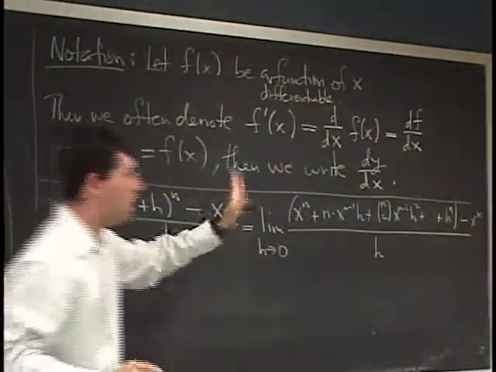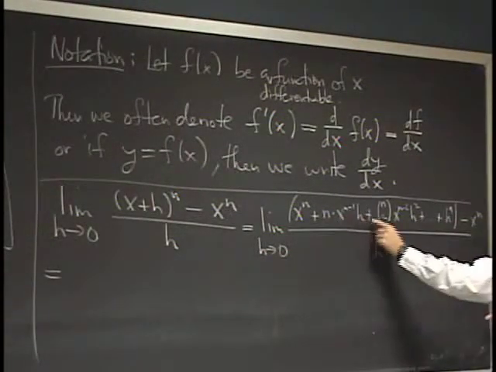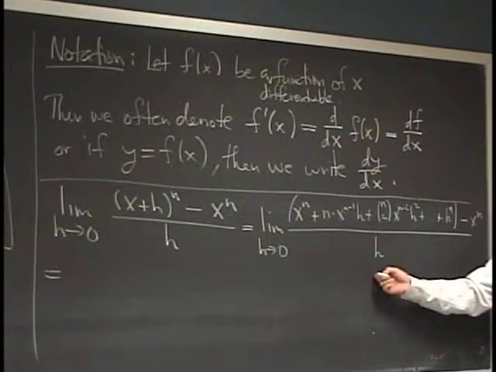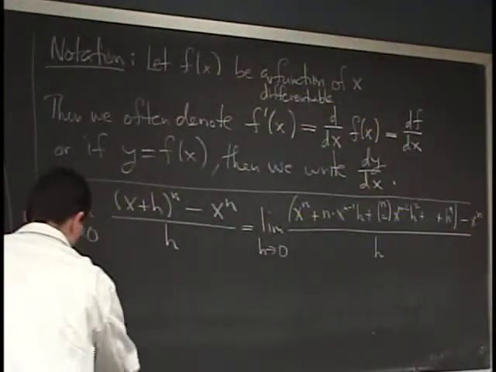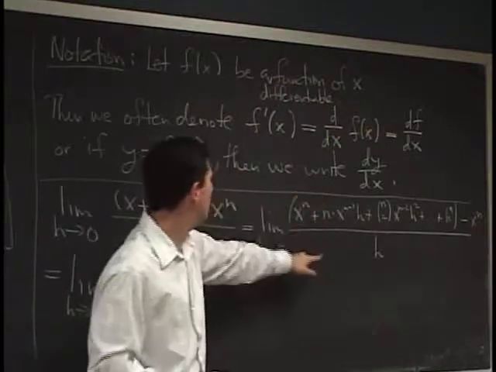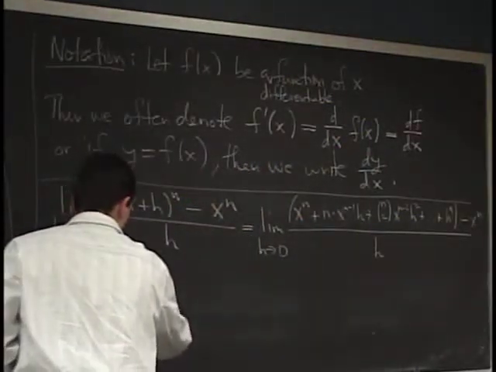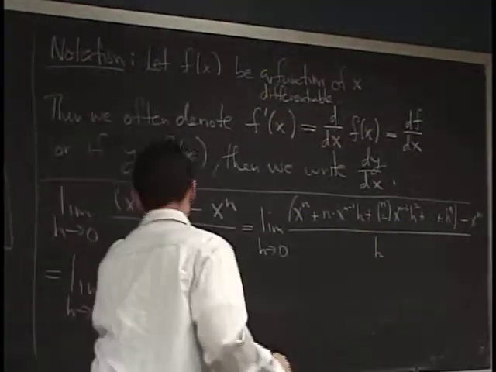In any case, I already told you the game we're going to play. Each one of the terms, well, first the x to the n and the minus x to the n, they go away. All the remaining terms have powers of h in them, at least one. So we factor that out and cancel with the bottom h. So we're left with the limit as h goes to 0 of, okay, the x to the n went away, this h got factored out and canceled. So the first term is nx to the n minus 1.